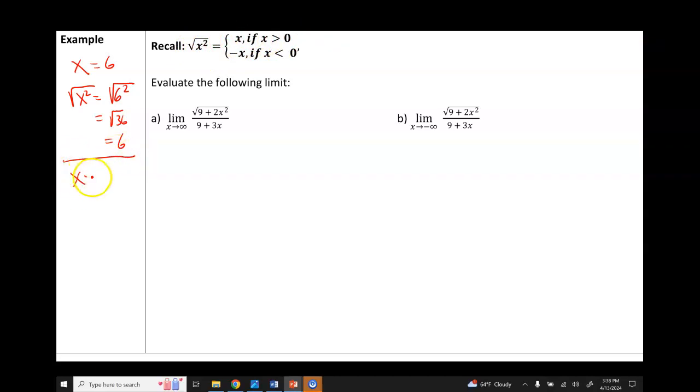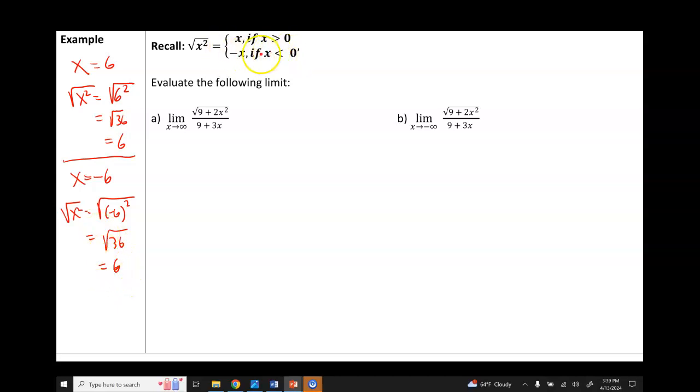But what if x was negative 6? Okay, then we have radical x squared. This is going to equal radical negative 6 to the second power. Negative squared is a positive because you have a negative times a negative. So this gives you radical 36, which is just equal to 6. But here we can't say that this is equal to x, because remember x is negative 6. But a radical is always going to be positive.